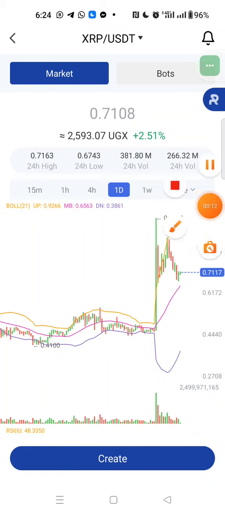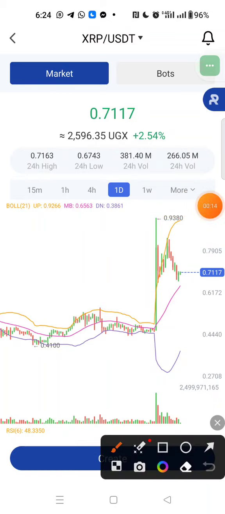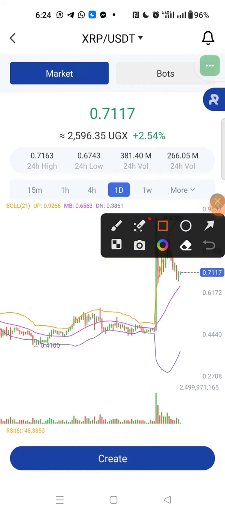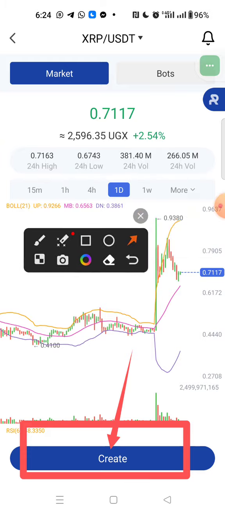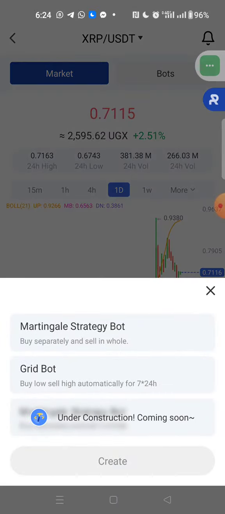So now, you have your $15. We shall start from where we stopped. Now you just need to come here. You tap on create. Now there are two bots.